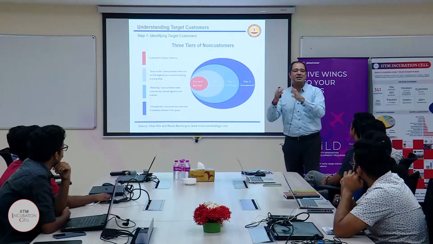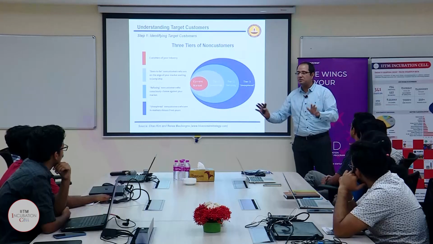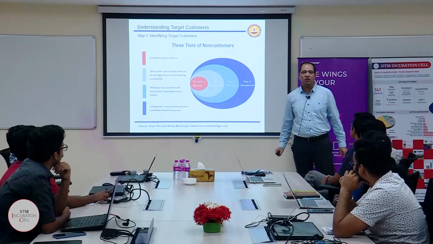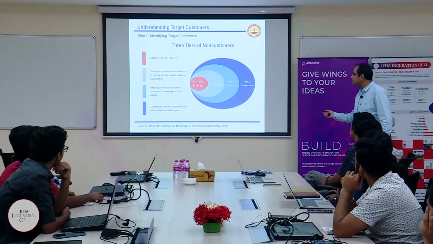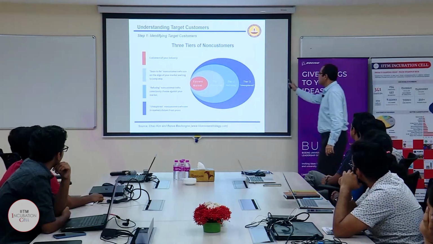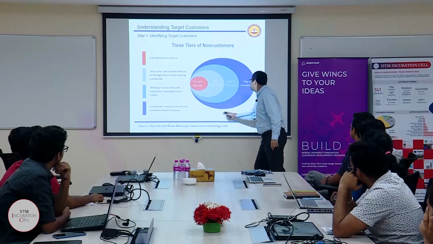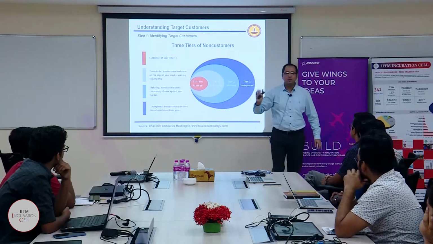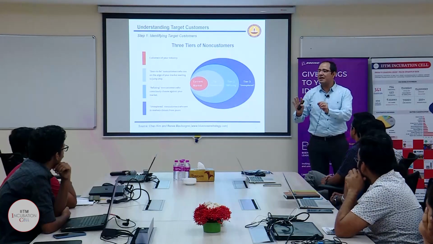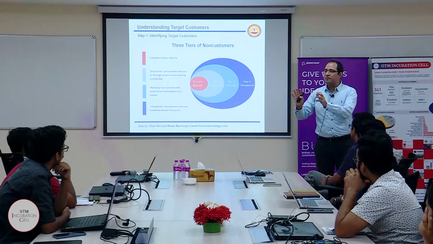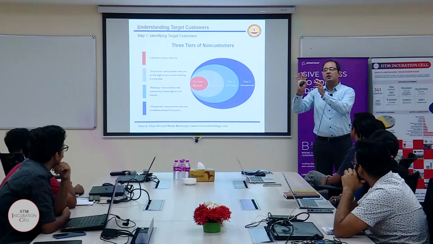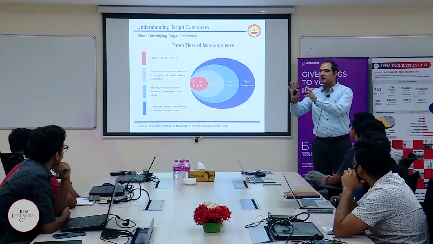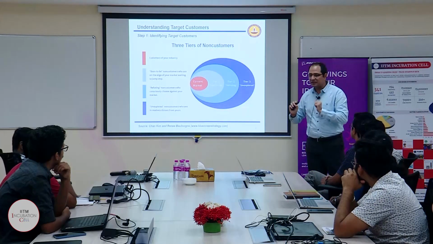Now you can customize it based upon your particular context. I'll take a few examples, but let's get started. So what it says is the entire full circle, the blue circle, is the total market. When I say market, it is the group of customers who would want to buy your product for their pain points, right?